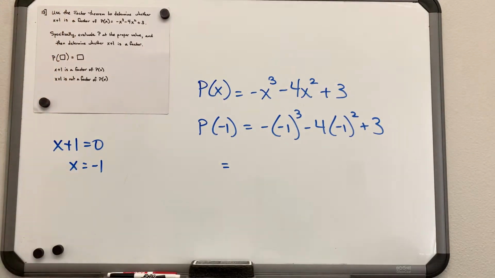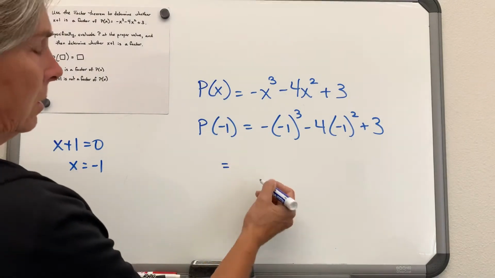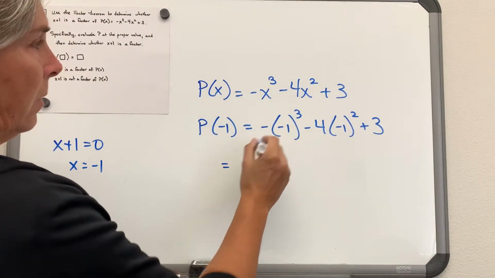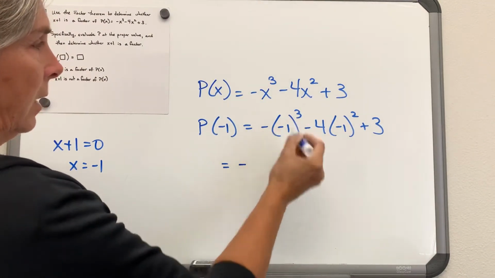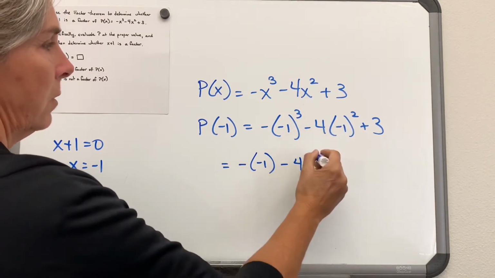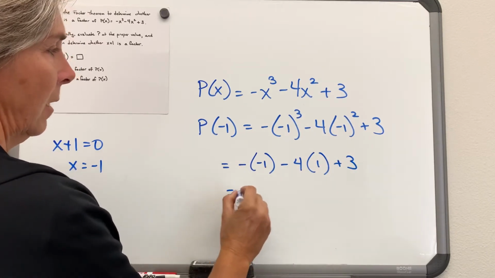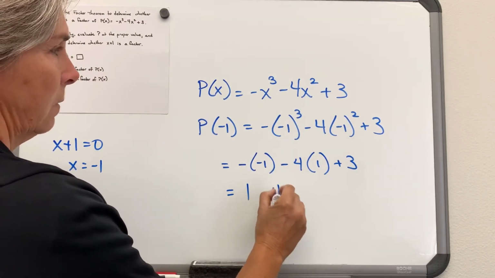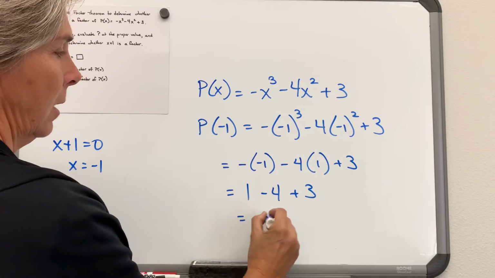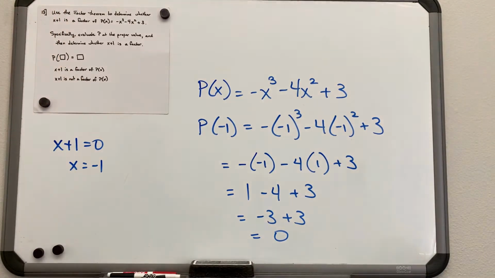Of course, if you're using the ALEKS calculator, I'm not sure exactly how that types in compared to your personal calculator. But anyway, so I end up with a negative, so negative 1 to the third power is a negative 1, minus 4, negative 1 squared is a positive 1, plus 3, so negative times a negative is positive, minus 4 plus 3, so I get negative 3 plus 3 is 0, so I get a 0.